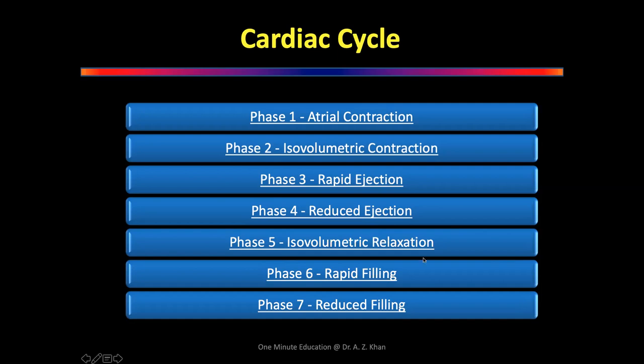So just look at a pipe, okay? A pipe with two valves, one on each side. On one side, when the valve opened, suddenly you pushed everything out, then you slowed down. The valve closed. Then this chamber relaxed, reduced the pressure, and then the inlet valve opened. When the inlet valve opened, suddenly fluid came in, and then it slowed down. Okay? So these are seven phases, the same thing. 1, 2, 3, 4, 5, 6, 7.